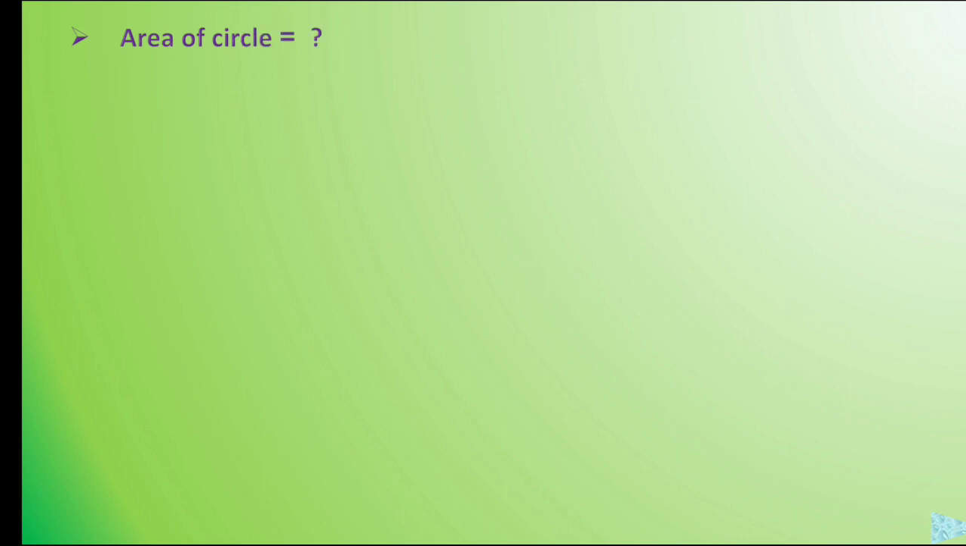Area of circle. What is the formula of area of circle? It's pi r square. Next, tell me the formula of circumference of circle. It's 2 pi r.